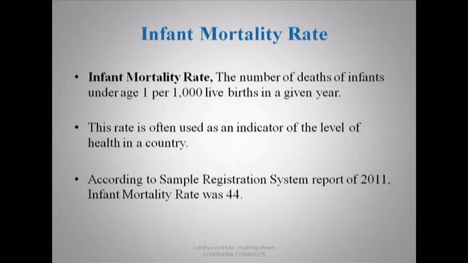Infant mortality rate. Infant mortality rate, the number of deaths of infants under age 1 per 1,000 live births in a given year. This rate is often used as an indicator of the level of health in a country. According to Sample Registration System report of 2011, infant mortality rate was 44.